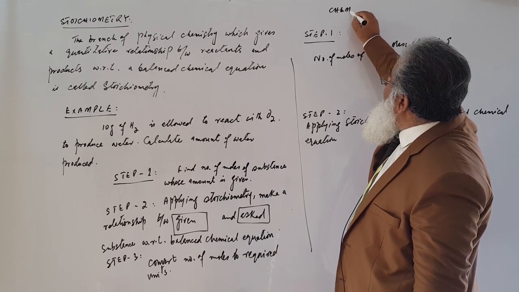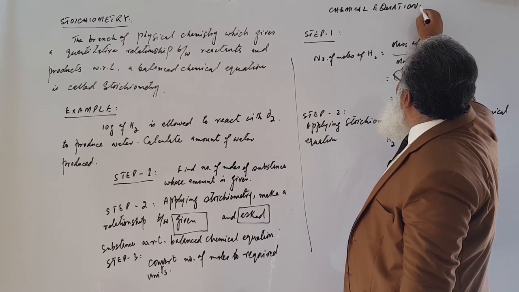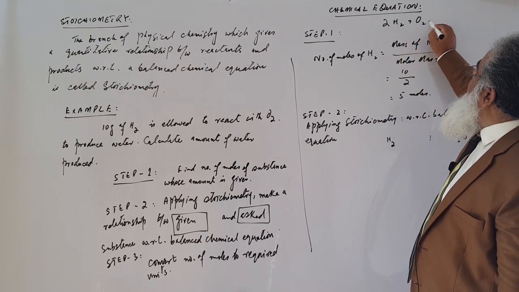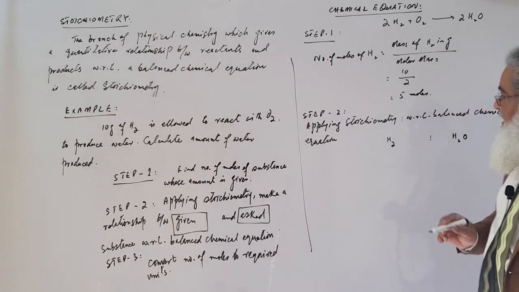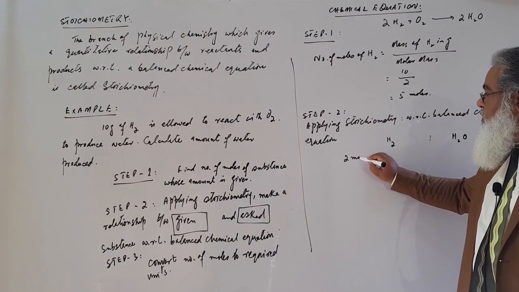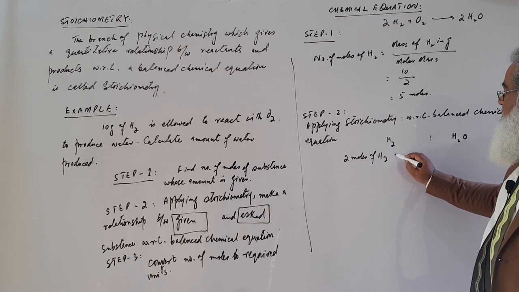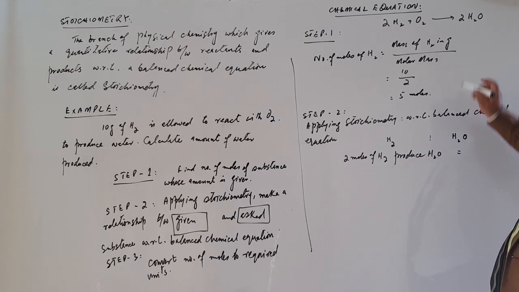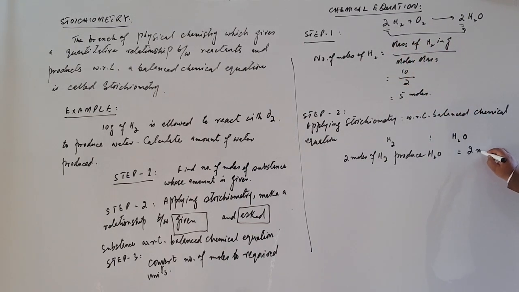The chemical equation should be written at the start of the numerical. Now, the chemical equation is: 2 moles of hydrogen combine with oxygen to produce 2 moles of water. Here we have to write 2 moles of hydrogen. These produce water equal to, with respect to the balanced chemical equation, we can see 2 moles of water are produced.